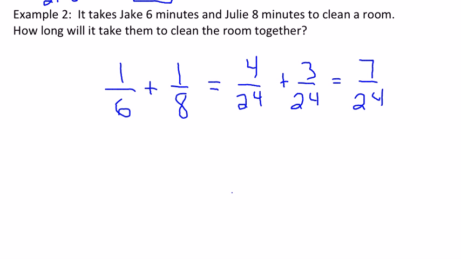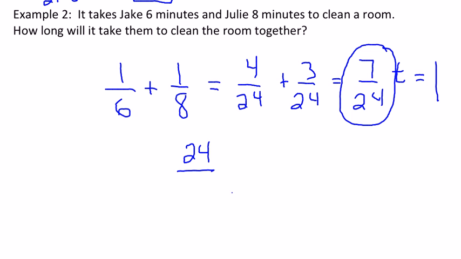And so if we want to find out how long it's going to take them to finish the whole job, then we're going to multiply that by some time to equal the whole job. The way you multiply a fraction by something to get 1 is always to multiply by the reciprocal. So the answer actually just turns out to be the reciprocal of 7 over 24, which is 24 over 7 minutes. Or you could change it to 3 3/7 minutes is how long it takes them to do it together.